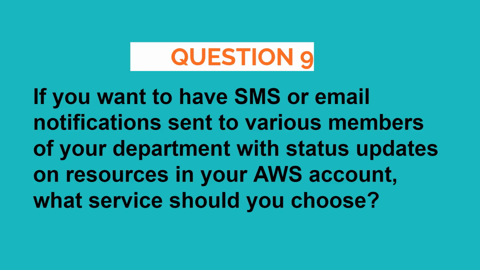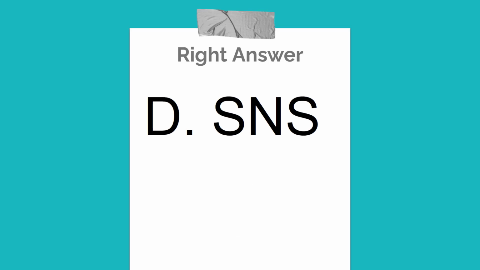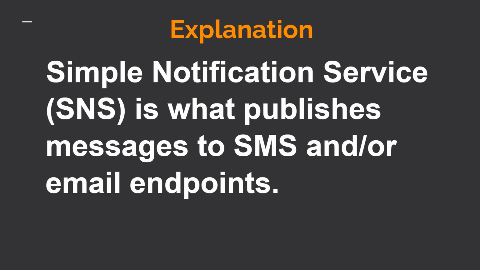Question 9. If you want to have SMS or email notifications sent to various members of your department with status updates on resources in your AWS account, what service should you choose? Option A. SDS, B. RDS, C. Get SMS, D. SNS. Answer D. SNS. Explanation. Simple Notification Service, SNS, is what publishes messages to SMS and/or email endpoints.